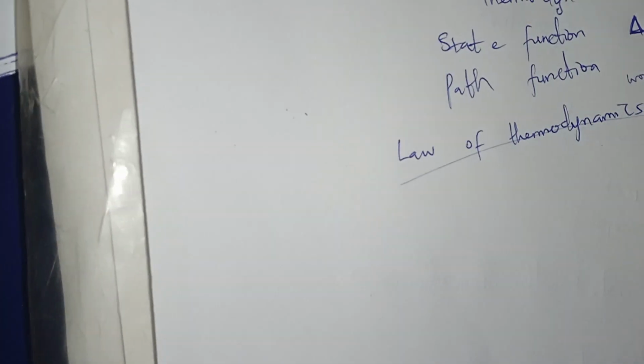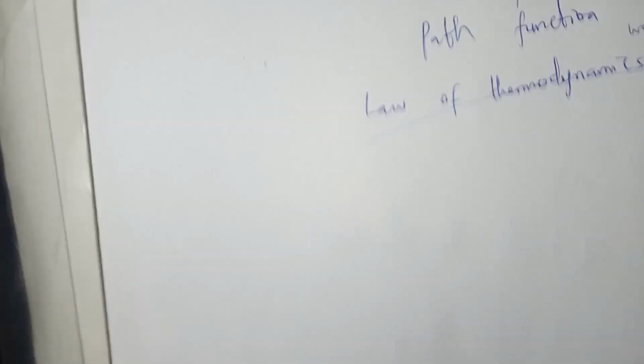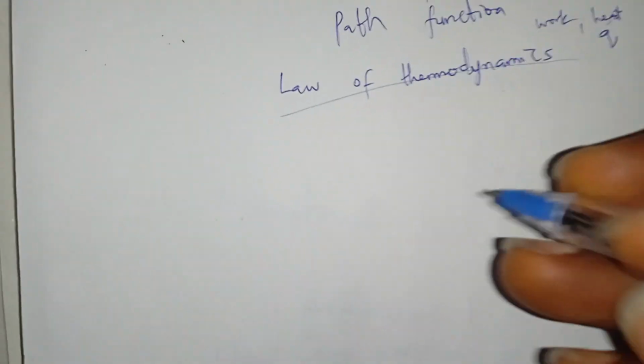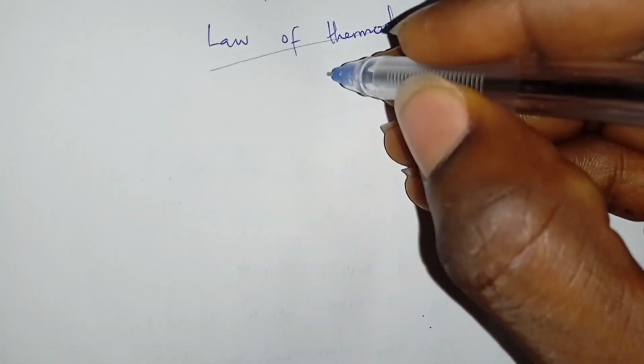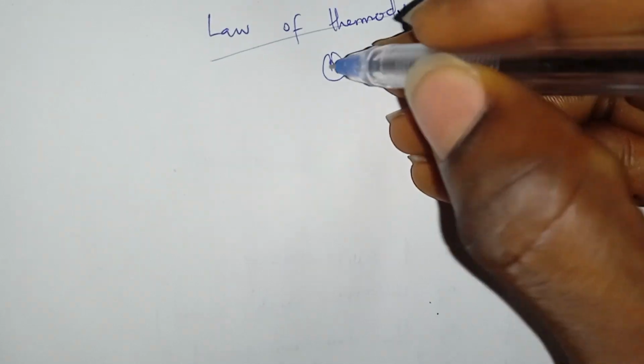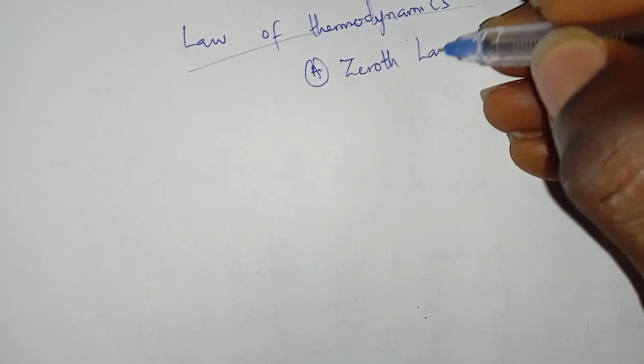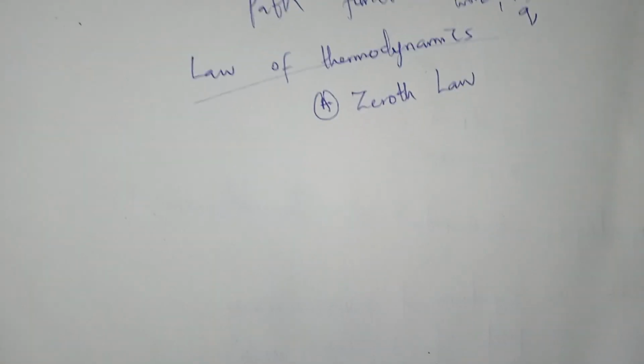The laws of thermodynamics. For the laws of thermodynamics, we have the first one, A, and it's called the zeroth law.